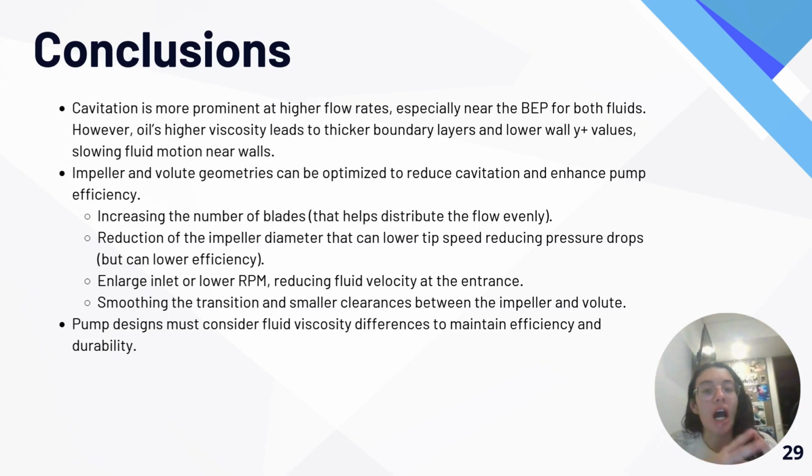In conclusion, optimizing impeller and volute geometries is essential for improving pump performance and mitigating cavitation risks. To reduce cavitation and improve efficiency, we can increase the number of blades for better flow distribution, reduce impeller diameter to lower tip speed and pressure drops, enlarge the inlet or reduce RPM to decrease fluid velocity at the entrance, smooth the transition between impeller and volute, and minimize clearances.